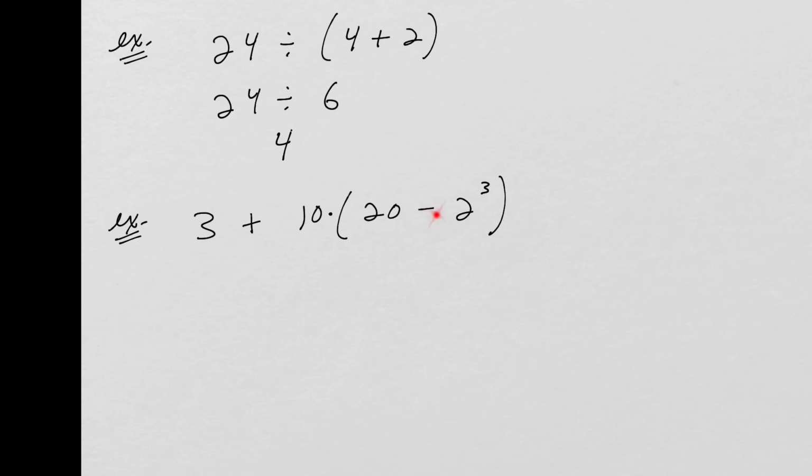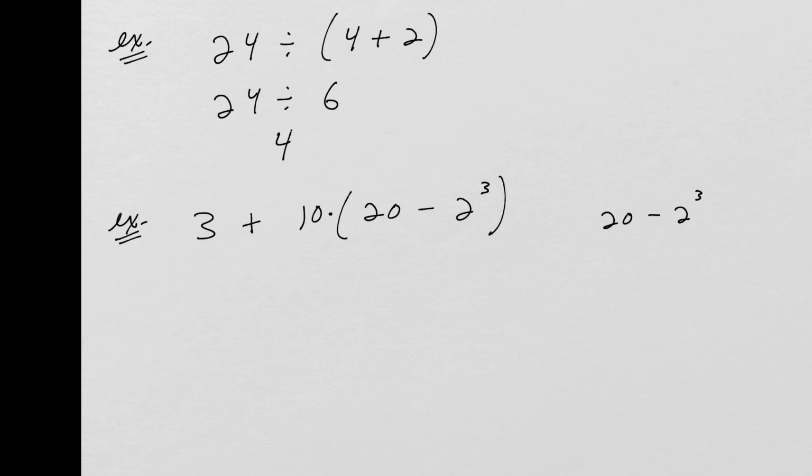Within the parentheses, I have subtraction, I have exponents. So within the parentheses, what do I do first? I need to do exponents, and then do the subtraction. If you want, you can do that separately on the side here. So let's say I have 20 minus 2 to the third.